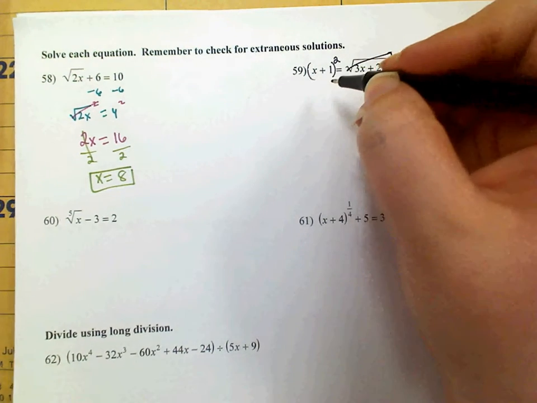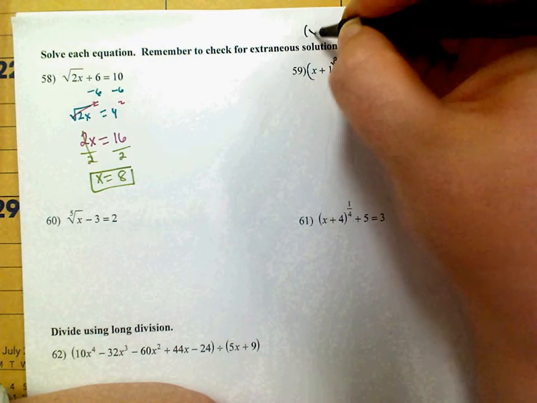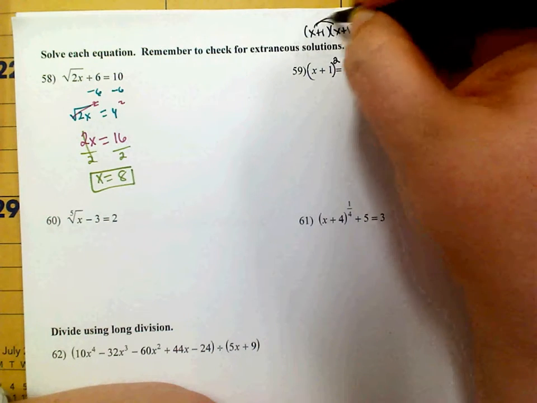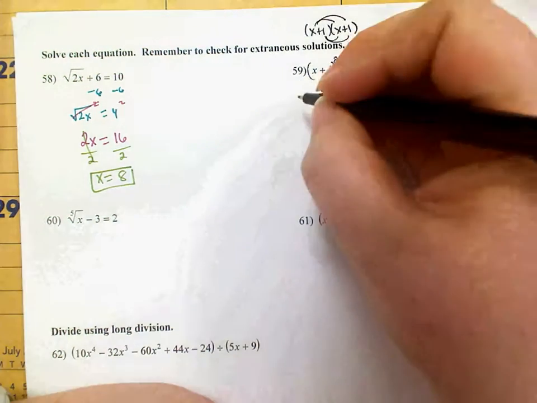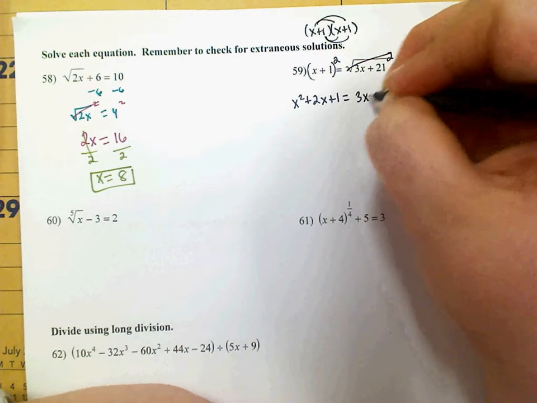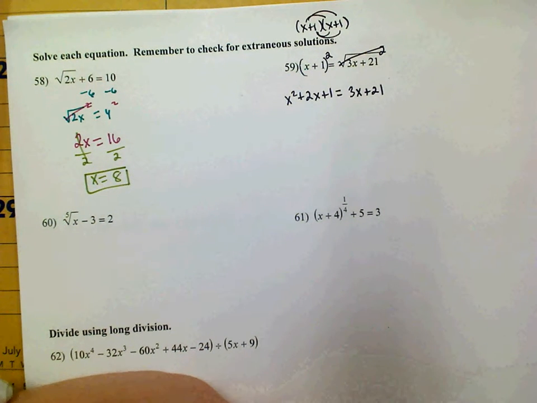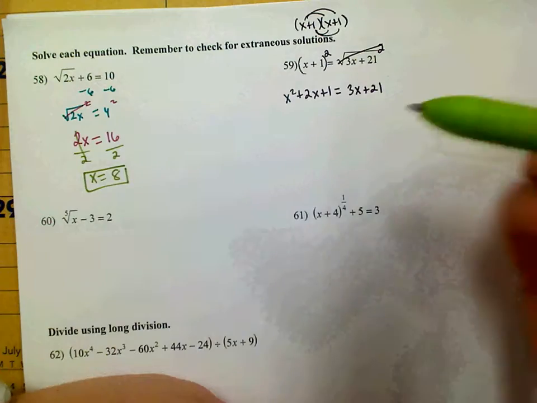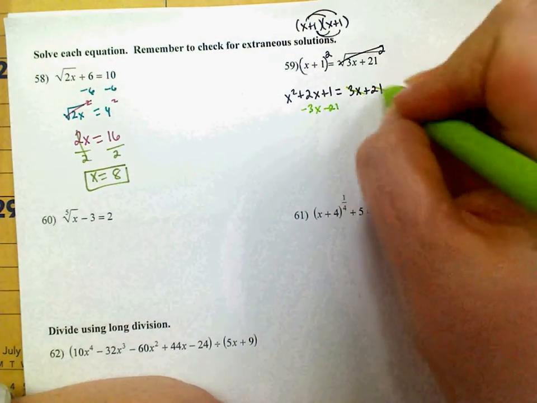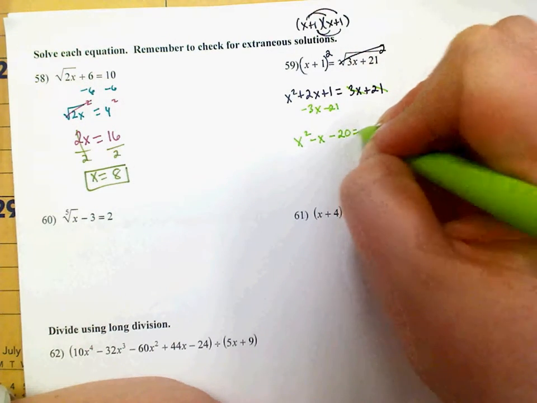Now x plus 1 squared is x plus 1 times x plus 1, not x squared plus 1. It's x plus 1 times x plus 1, which is x squared plus 1x plus 1x plus 1, which is x squared plus 2x plus 1, and I'm left with 3x plus 21. So anytime I've got a quadratic, linear, and constant term, I want to get everything on the same side as the quadratic. So I want to minus 3x and minus 21, so that I have this set equal to 0, so I could probably factor.